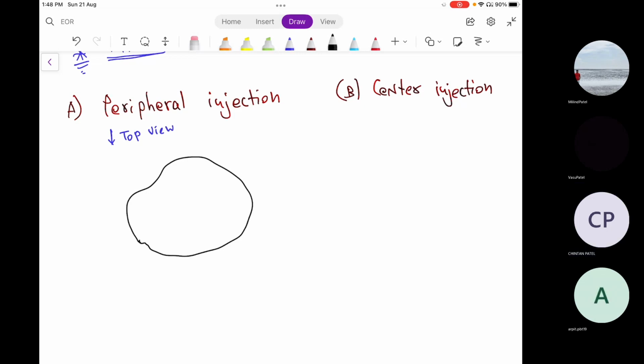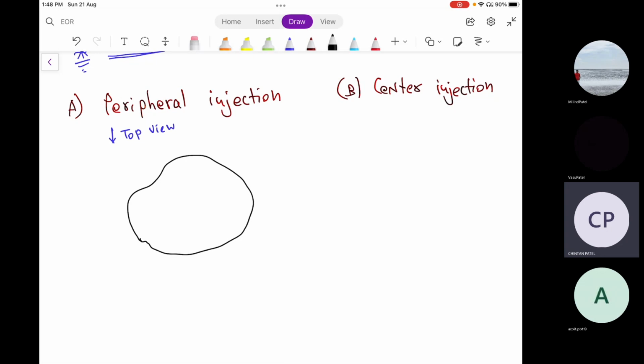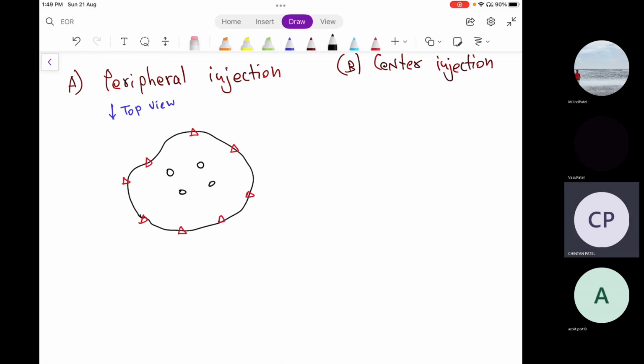In the top view, let's say I have injection wells at the periphery. So let's say these all are my injection wells at the periphery, and let's say I'm getting production from the center. Okay, so this is generally known as peripheral injection. Each and every time, remember this symbol is for injection, and this symbol I will use for production. So the flow is toward the center in peripheral injection.